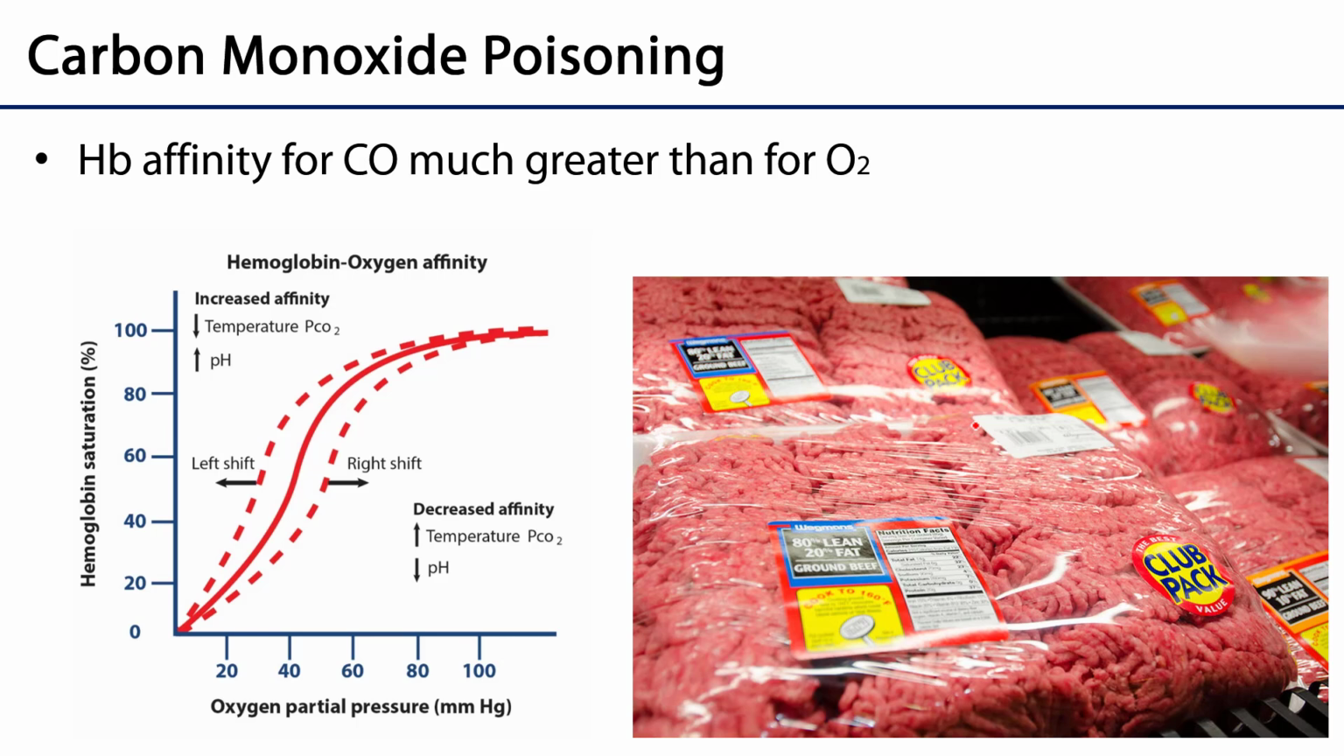So I mentioned earlier that hemoglobin has a much greater affinity for carbon monoxide than it does for oxygen, and it's estimated that it's up to 250 times greater for carbon monoxide than for oxygen. In fact, if we were to draw the hemoglobin association curve for carbon monoxide, it would look something like this. At relatively low pressures, hemoglobin is completely saturated with carbon monoxide. And this is very problematic for people.